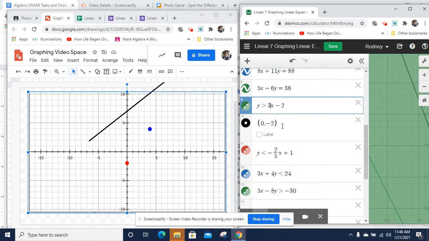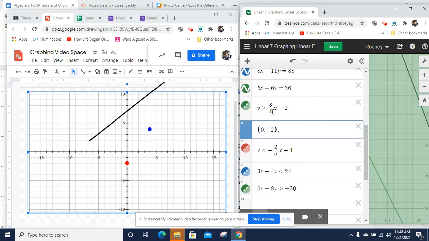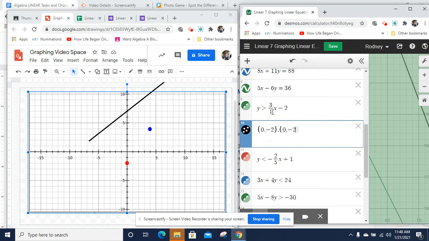Now let's turn that slope of 3 into 3 over 1, because that's the same thing. And then we have a rise of 3, a vertical change of 3, and a horizontal change of 1. So if I do 0, comma, negative 2, I can add the vertical change of 3 to the y part, and add the horizontal change of 1 to the x component. And that becomes 1, and 3 plus negative 2 is also 1.